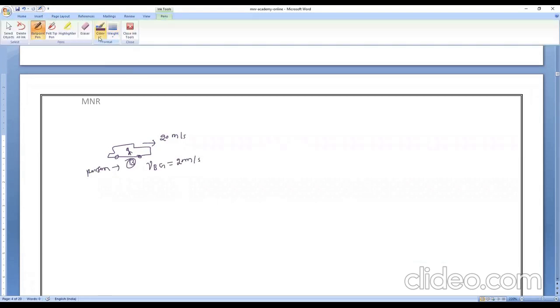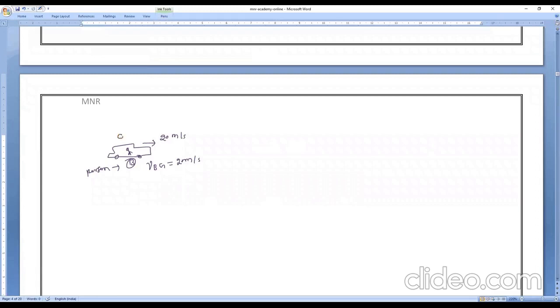Now, just imagine another person is sitting above the car. Is it okay? Clear? So let me take that person as C, or else you can consider some animal. So that person is C. Now can you tell me the velocity that person C is having: with respect to ground, or with respect to B? With respect to whom?